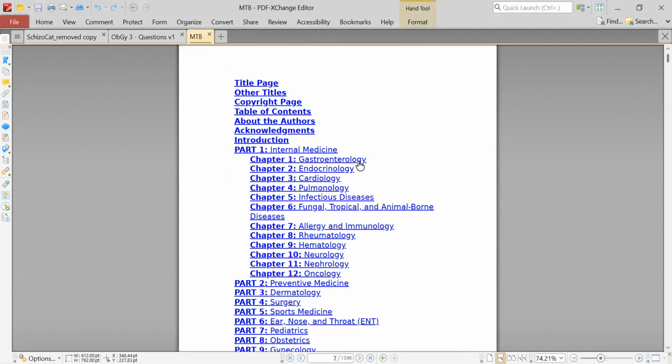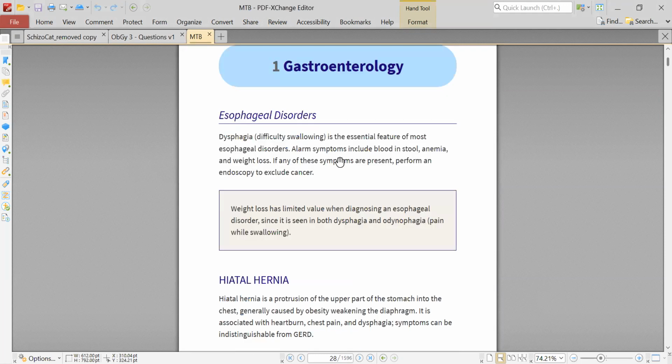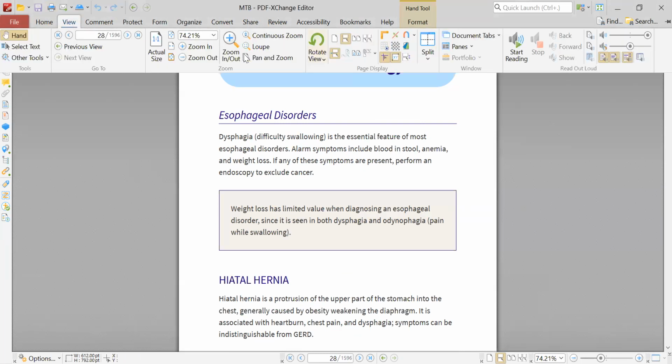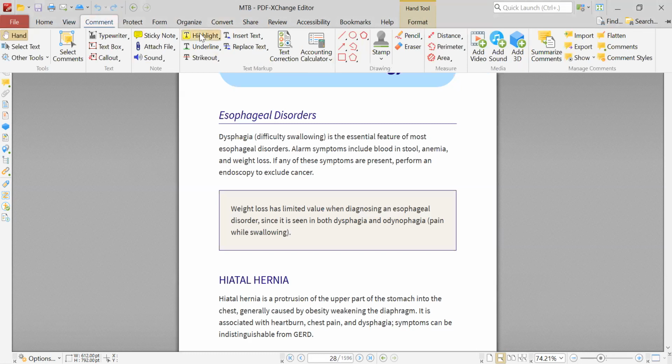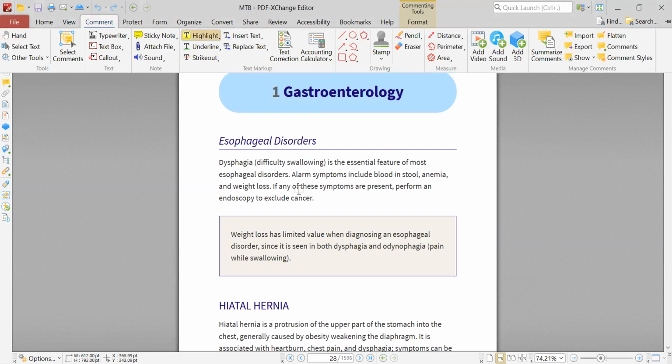So today we are going to start gastroenterology. Okay, so the topic for today is gastroenterology. Now this is the gastroenterology chapter.